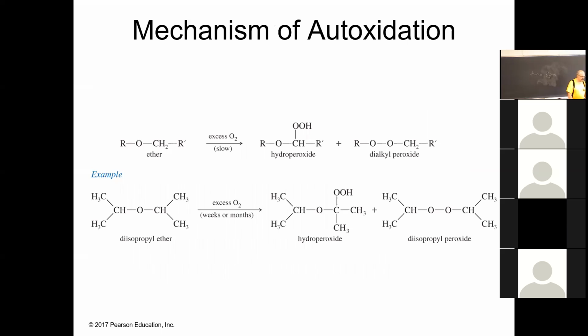All right, so here's the mechanism of autoxidation. Okay, from oxygen in the air, this occurs slowly. It may take several weeks or months to form these peroxides, or here's a hydroperoxide, OOH.